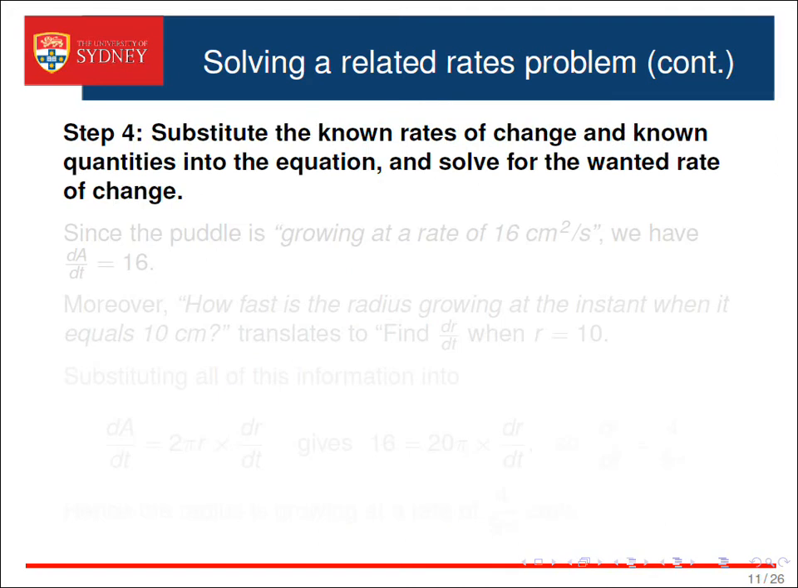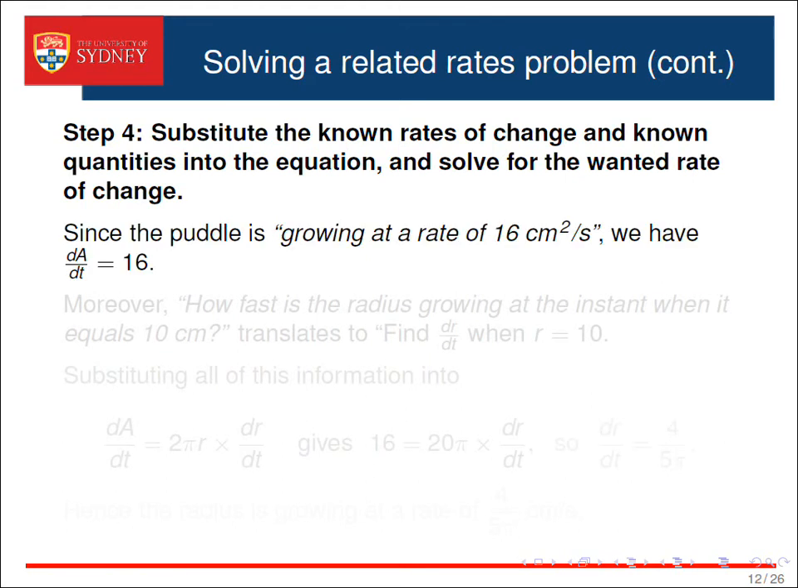This leads to the fourth and final step. We substitute into the equation the known rates of change, along with any known quantities, and solve for the wanted rate of change. Since the puddle is growing at a rate of 16 centimeters squared per second, dA/dt is therefore 16.